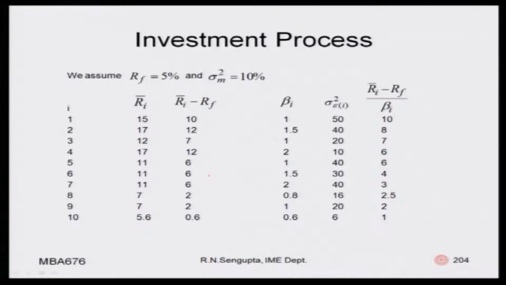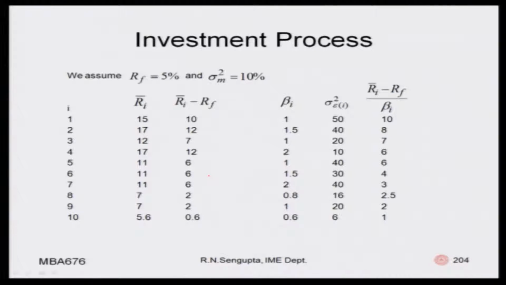So consider a hypothetical data set. The first column is the stock numbers 1 to 10. Ri values are given as 15, 17, 12, and so on. And Ri minus Rf is the difference between the stock return and the risk free interest rate, where the risk free interest rate is given as 5%. We have already ranked them from maximum to minimum, since our actual aim is to find the ranking with respect to the ratio. So with respect to the ratio, the ranking has been done.